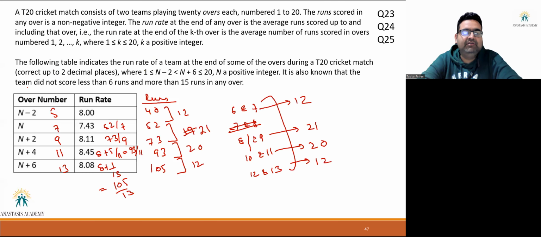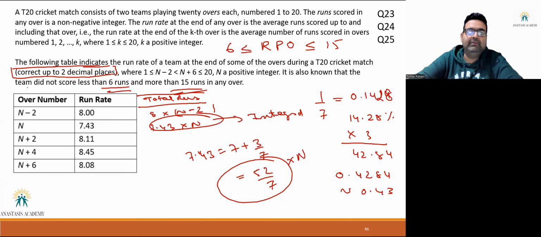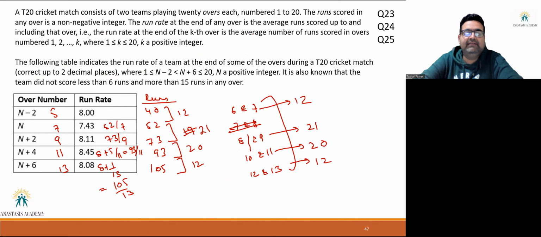There was a statement which we haven't used in this question, which I had mentioned in the very beginning, that every over has to score between 6 and 15. So when they say that over 6 and 7 has scored 12, that means both are 6, 6. Because if my minimum is 6 and my total of 2 overs is 12, I have to get 6 and 6. There is no other possible option.